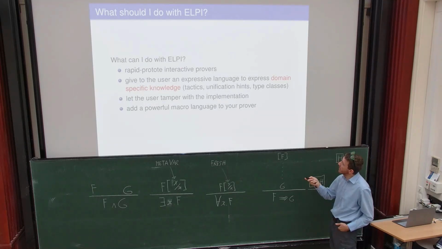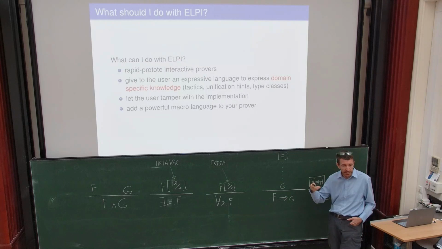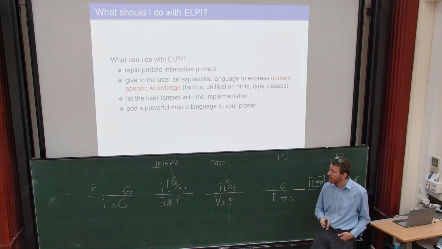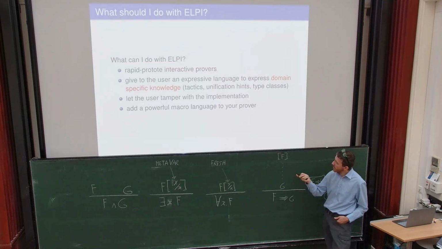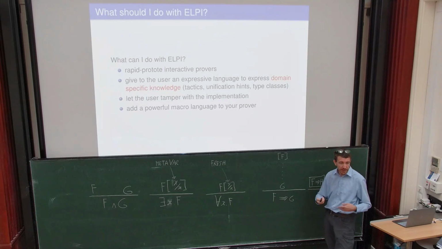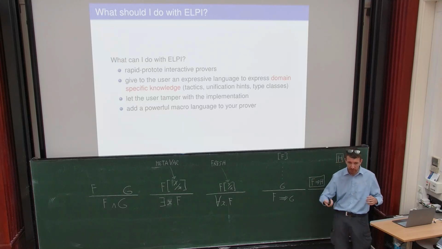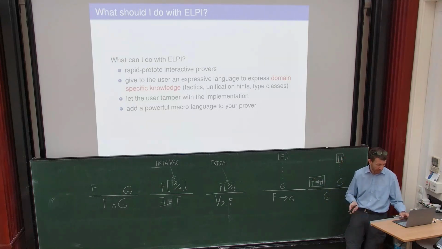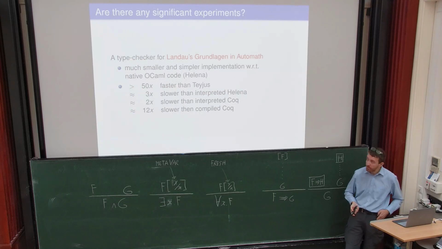I can give the user an expressive language to express domain-specific knowledge, so tactics, unification, type classes are all things that are very easily implemented in such a language. It lets the user tamper with the implementation of a system, and it adds a powerful macro language to your prover, or metaprogramming capabilities to your prover. This is, for example, why it is embedded in Coq now.